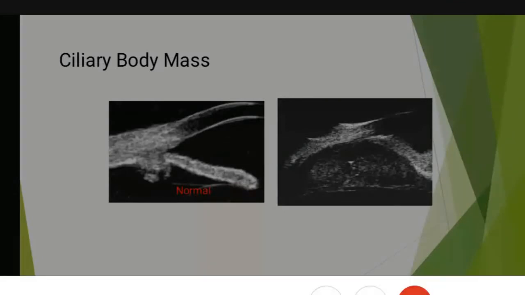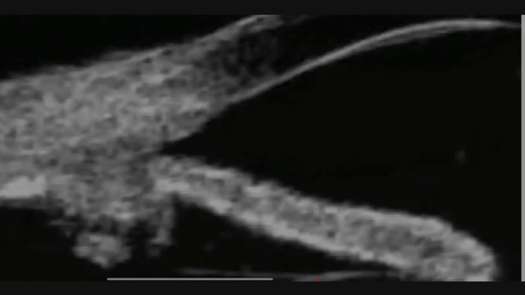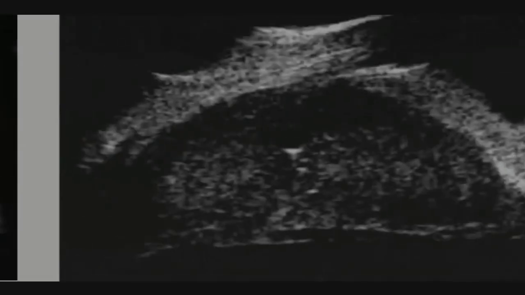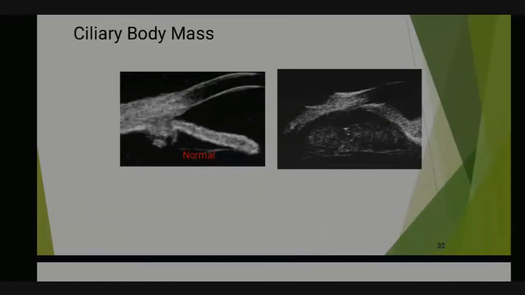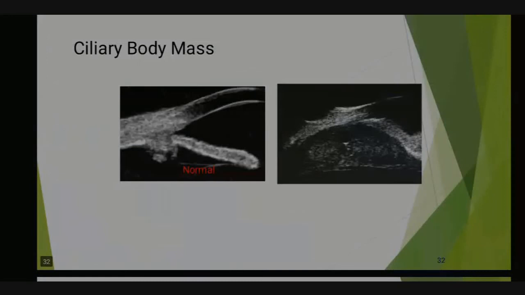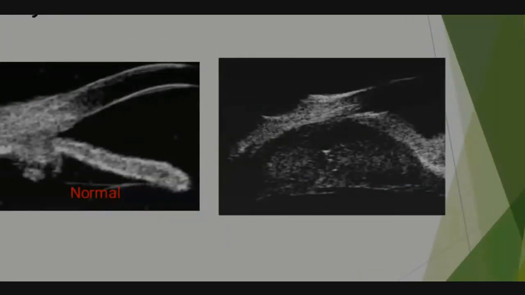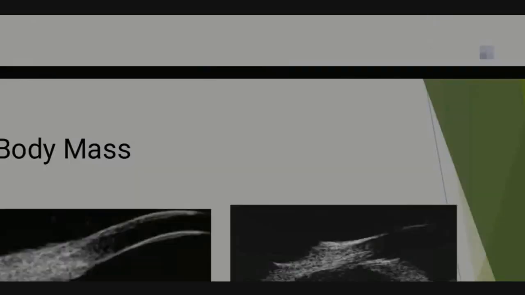This is a ciliary body mass image. You can see the normal CB here, and this is the CB mass image. This is how a CB mass appears in UBM. This is an example of the heterogeneous and hyperreflective appearance of the images.